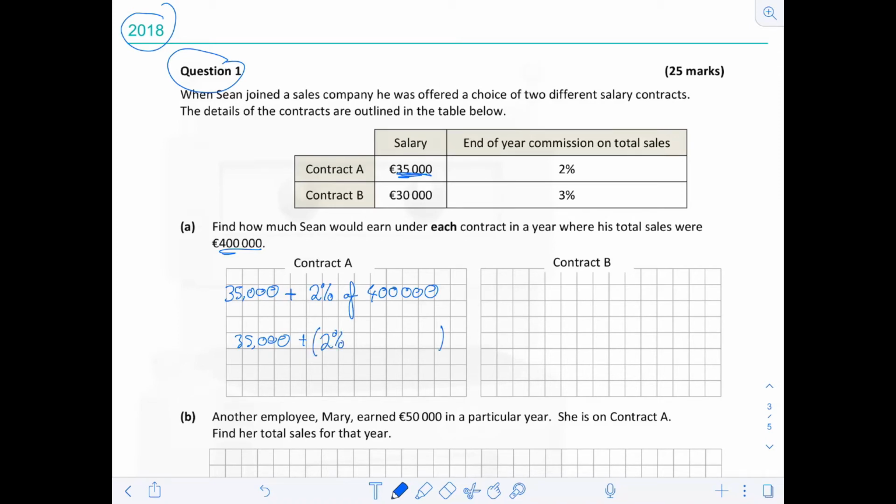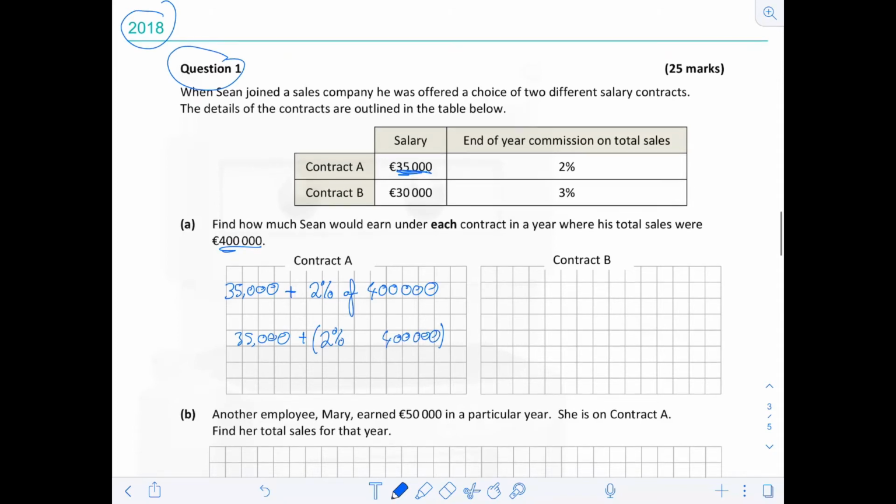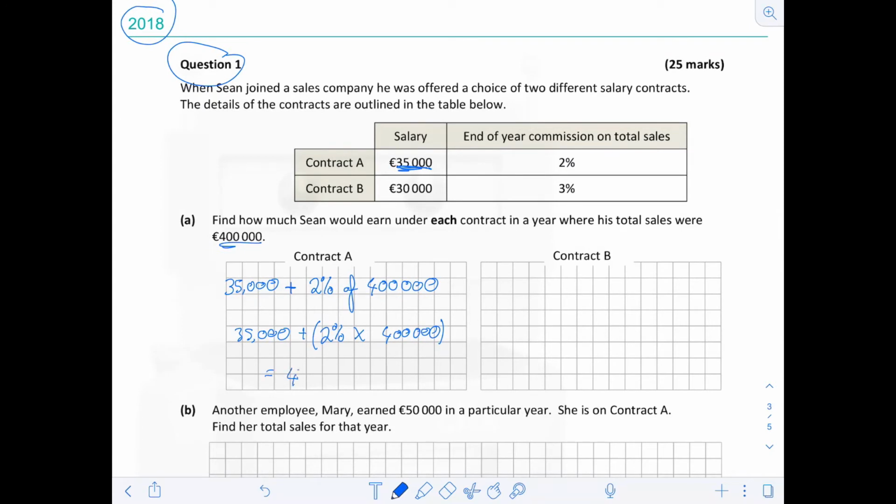Well, that's 2%. What do we do to the 2% and the 400,000? Yeah, we multiply. So on our calculator, we hit the percent button and the multiply button to give us this thing in here. Plus, start bracket, 2% multiply by 400,000. And that's going to give us 43,000. So the amount of money Sean gets to keep, or the amount of money he earns in that year, is 43,000 if he works for contract A. Let's take a look at contract B now.